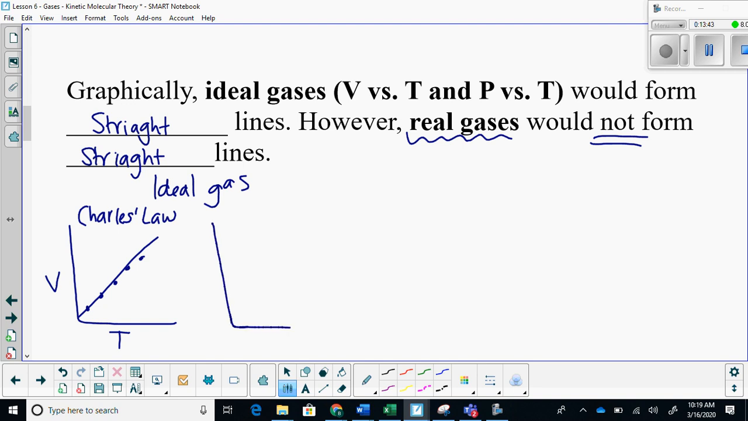What about Boyle's law? Let's say we have pressure as our manipulated, volume as a responding. We start plotting the points, and we get this nice curve.